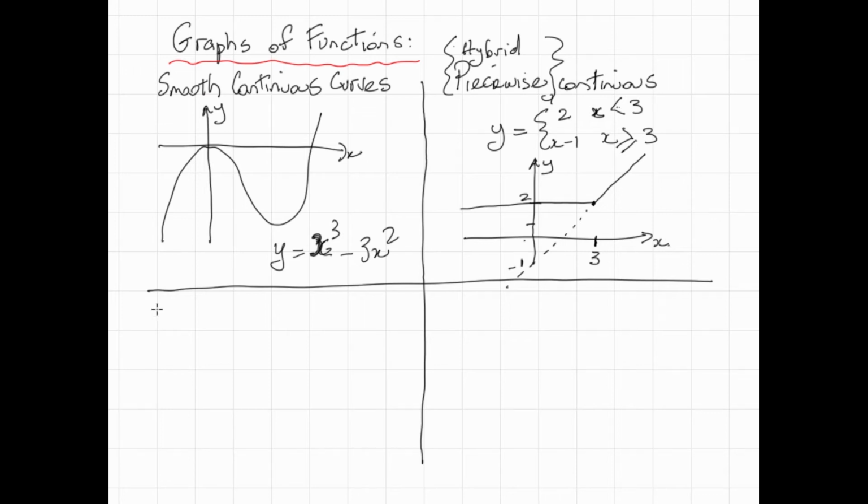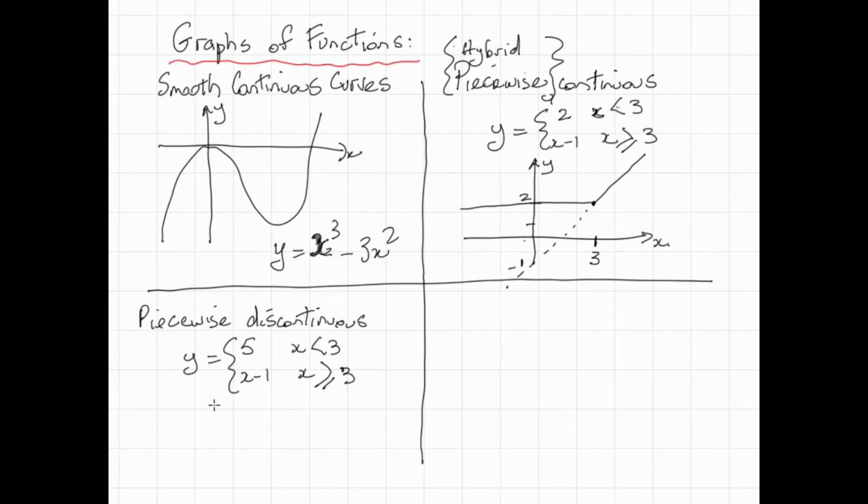A piecewise discontinuous graph would be like y equals 5 for x is less than 3, and y equals x minus 1 for x is greater than or equal to 3. Okay, so what's that going to look like?